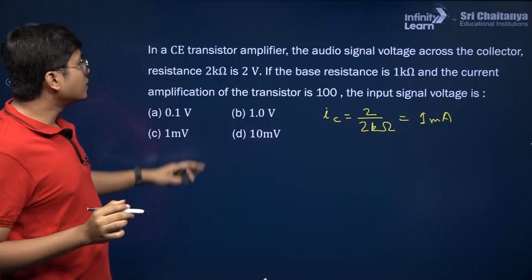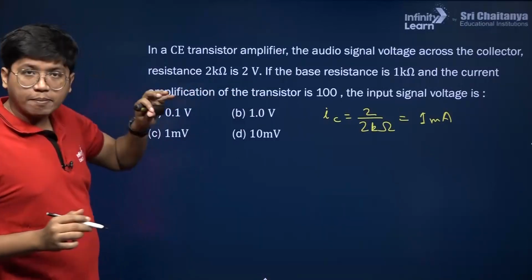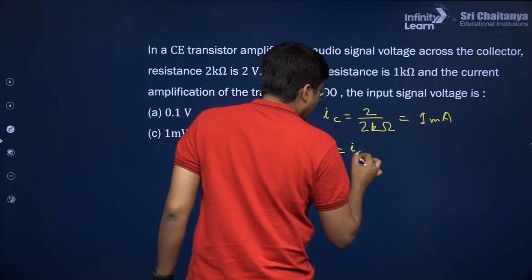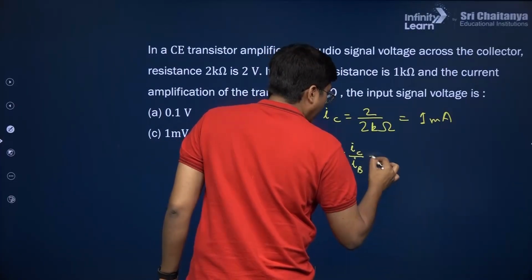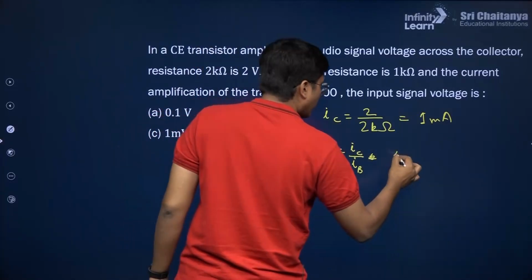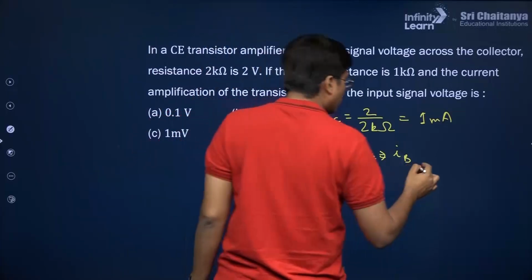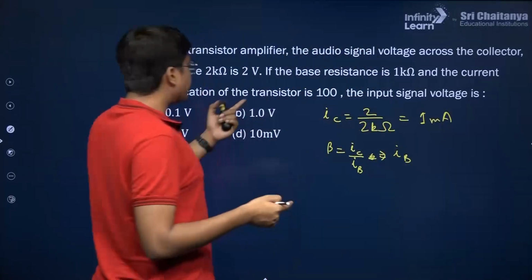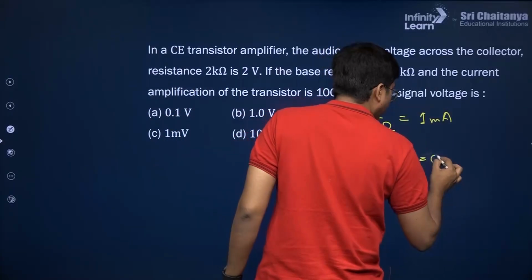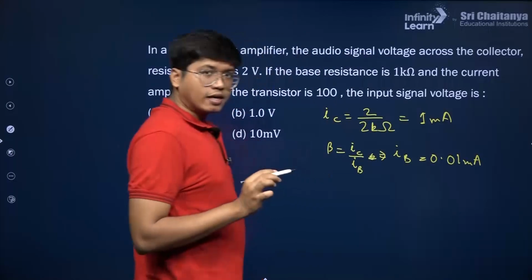Next thing you need is the base resistance. Next thing you need is the current amplification. So over here, beta is equal to IC by IB. And over there, the beta value is given as 100. So your IB is equal to IC by 100. So 1 milliampere divided by 100, that makes it 0.01 milliampere. That is your base current.